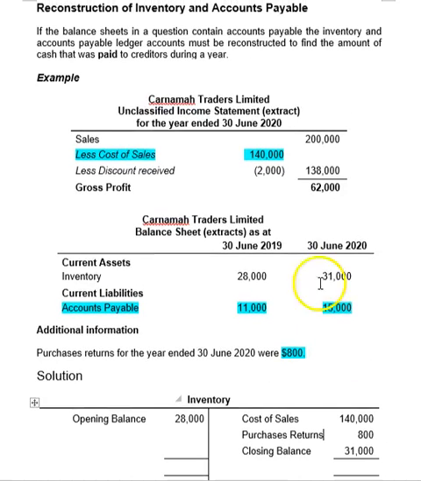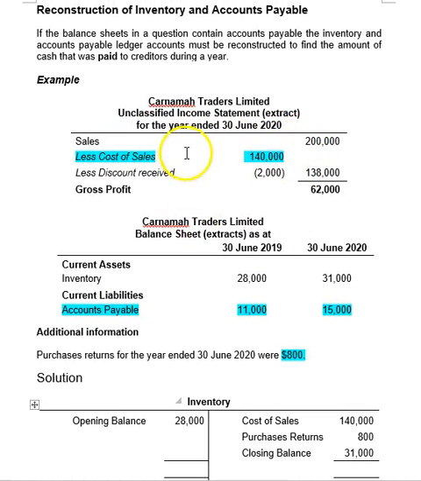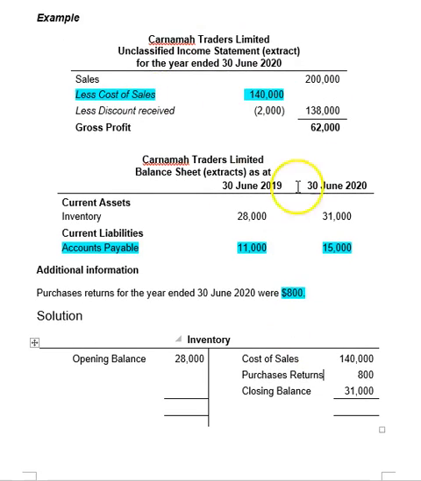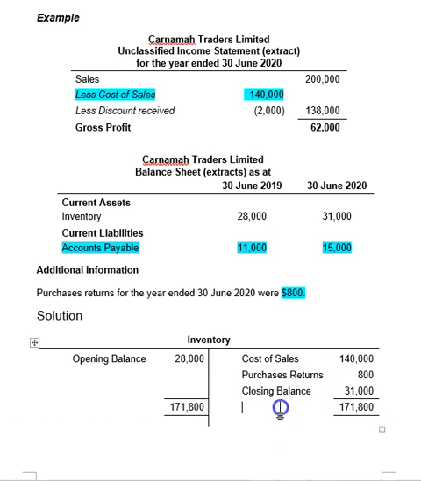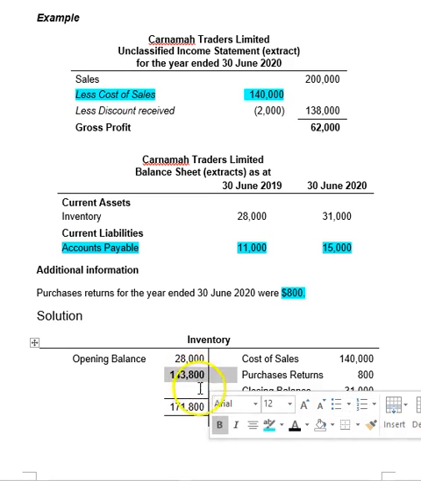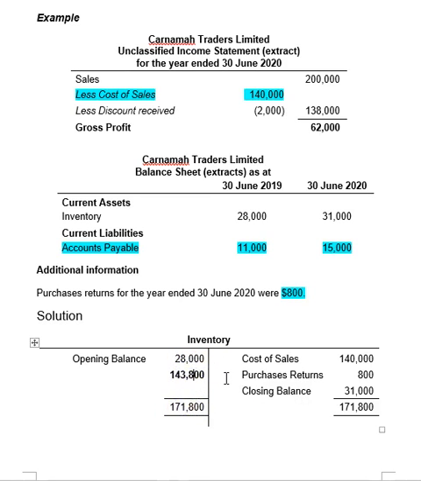Okay, so we double check whether there is any information that we have left out. Since there is no information that we have left out, we should balance this account already. So I add up everything on the credit side, and then I would have 171,800. On the debit side, the total should be 171,800 as well. And the balance between these two figures over here is 143,800. So this 143,800 means that I have bought more inventories on credit.